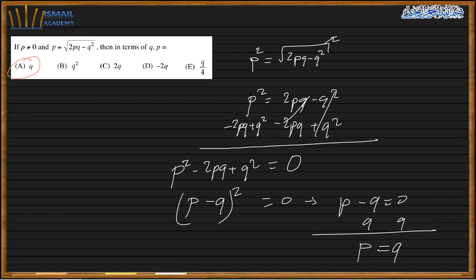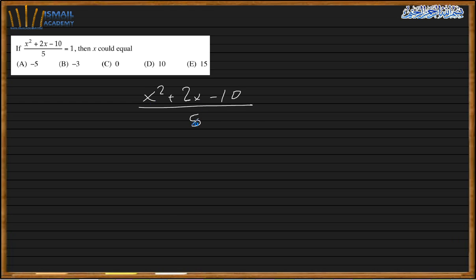2x minus 10 over 5 is 1. So x equal to, so let's look for x. So x squared plus, so I multiply both sides. So this cancels out, so x squared plus 2x minus 10 equal 5. This is a quadratic, x squared plus, equals 0.